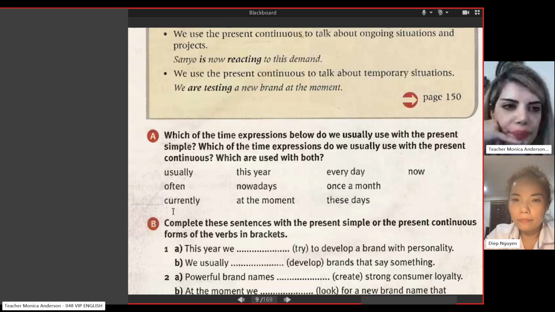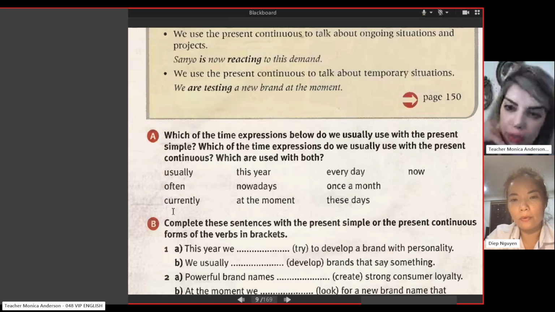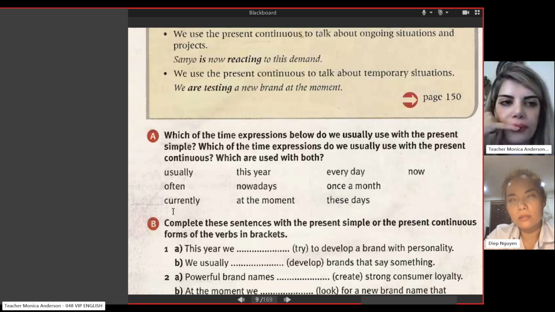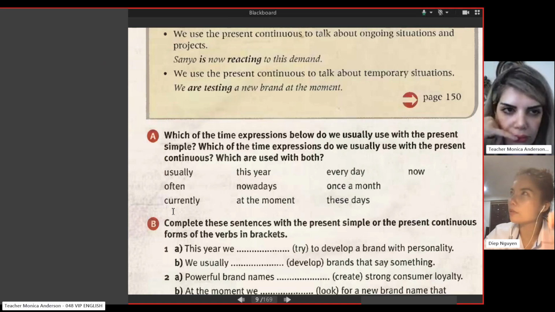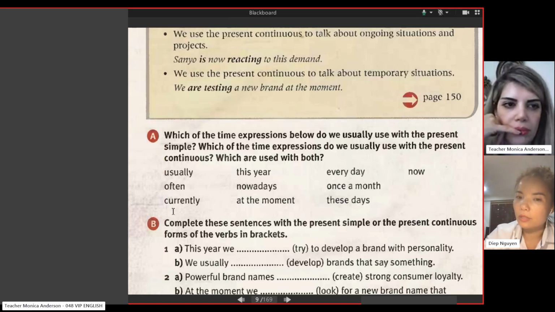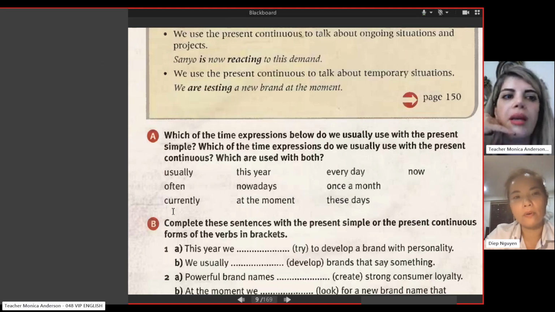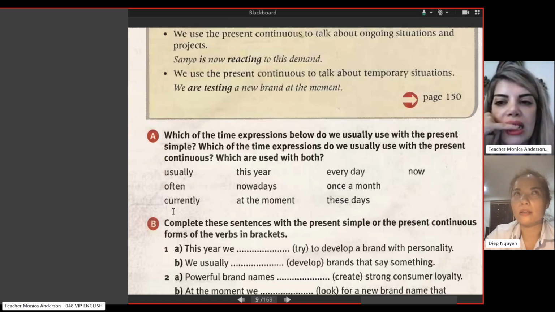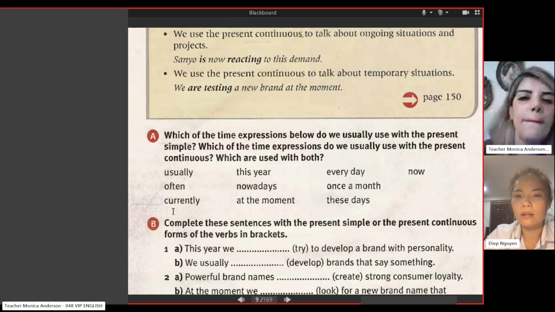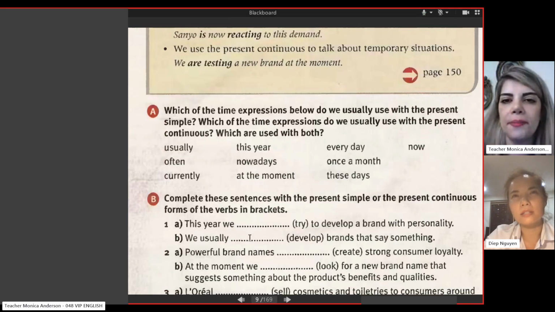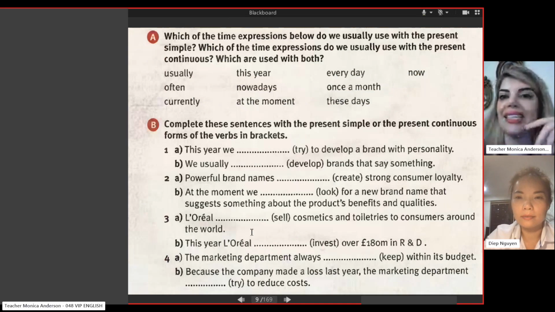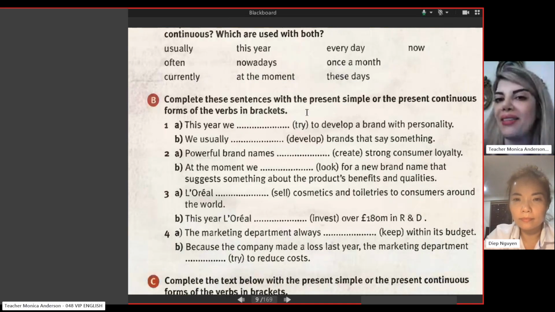Every day, simple. Once a month, simple. I do exercise once a month. Very good. And these days, continuous, but it can be used for both of them. And now, continuous. Excellent. That's it. Well, now let's complete these sentences with the present simple or continuous.